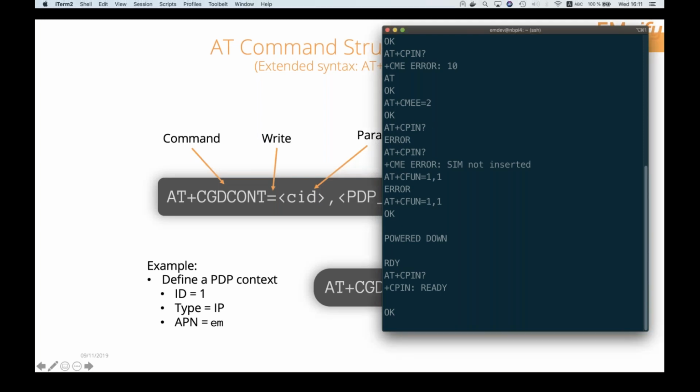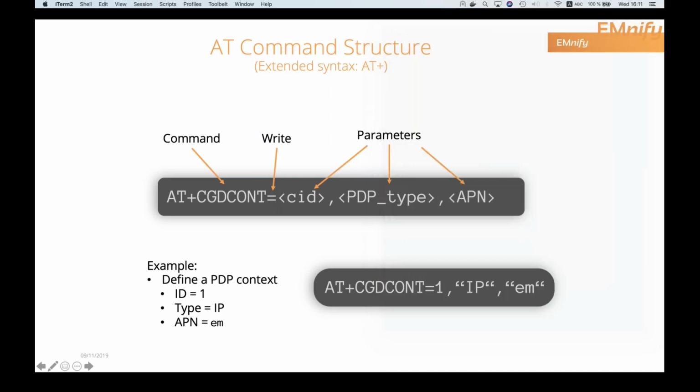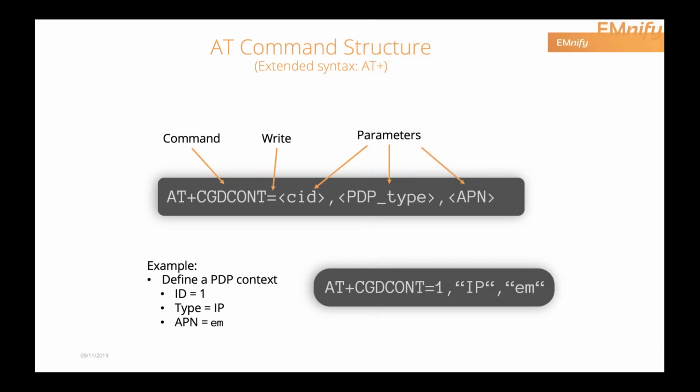So I'll just get rid of the terminal window. We'll bring that back up again. So this is the general structure that commands have. The equal sign in the middle there indicates that it's a write command. Then you have a couple of parameters there. The first one is the context ID. The second one is the PDP type. The last one is an APN.